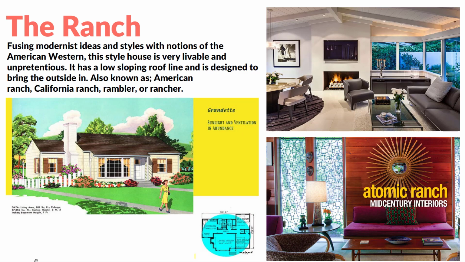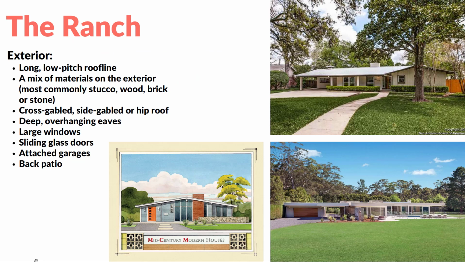They're unpretentious. They have low sloping roof lines, sometimes flat. And their whole idea is bringing the outside in. The ranch could also be referred to as the American ranch, a rancher, a rambler, or a California ranch. So any of those terms would really be referring to the same style of house.